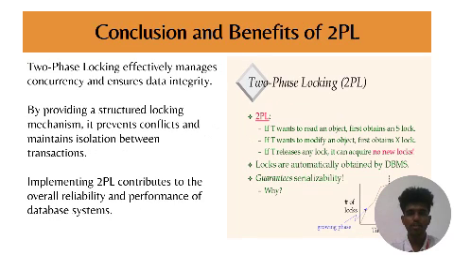The conclusion and benefits of 2PL. Here we can see 2PL locking. If T wants to read an object, it first obtains an S lock. If T wants to modify an object, it first obtains an X lock. If T releases any lock, it acquires no new locks. Locks are automatically obtained by the DBMS, which guarantees serializability.